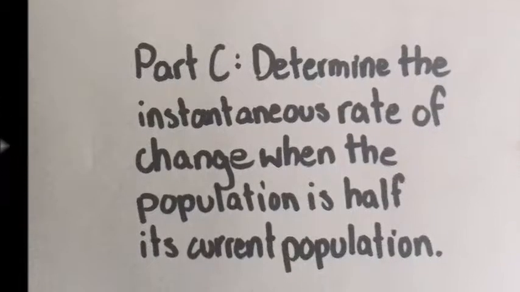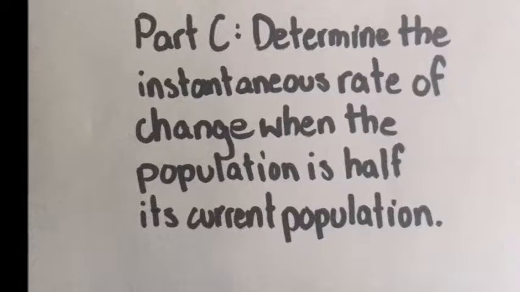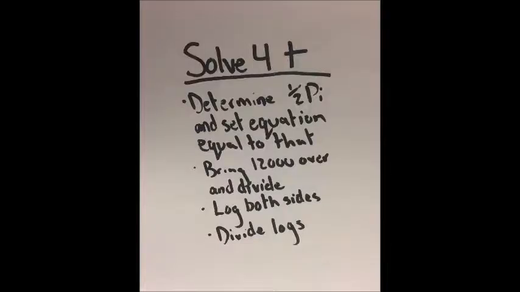Part C says to determine the instantaneous rate of change when the population is half its current population. To determine IROC at half the initial population, we must first determine what half the initial population is. Then we set the left side of the equation to that number and the rest of the equation stays as normal. We then bring 12,000 over and divide. We can log both sides after that because they have equivalent bases, and then we can divide the logs to get an answer.